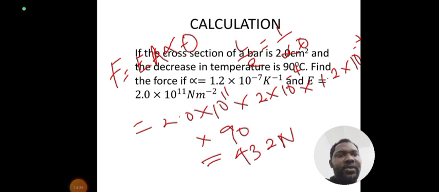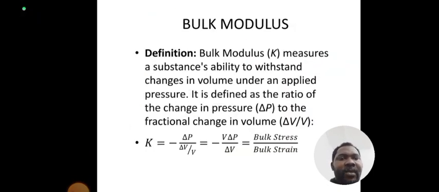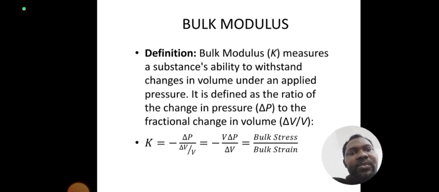Okay, so that leads us to bulk modulus. Now, what is bulk modulus? Bulk modulus, K, measures a substance's ability to withstand changes in volume under an applied pressure. So it is defined as the ratio of the change in pressure to the fractional change in volume. Now that change in pressure is also called the bulk stress. Then the fractional change in volume is what we call bulk strain.